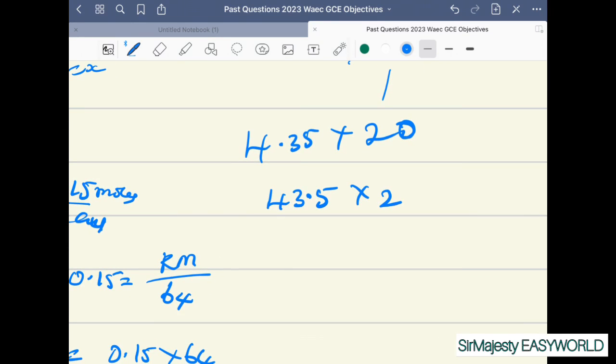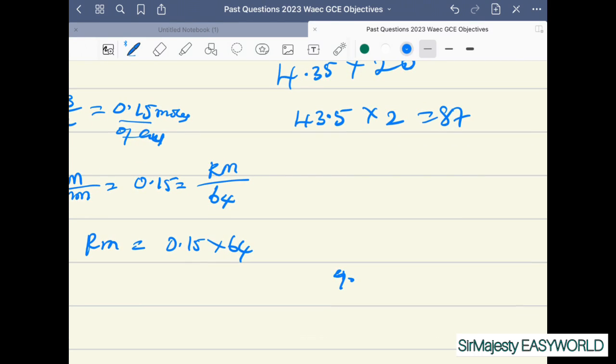Now, in this case, these 2 remain. So 43 times 2 is automatically 86. Then 0.5 times 2 is 1. Therefore, this is going to be 87. Now, what they gave us is 87 grams per mole. So it means that the concentration of the K2SO4 is actually 87 grams.